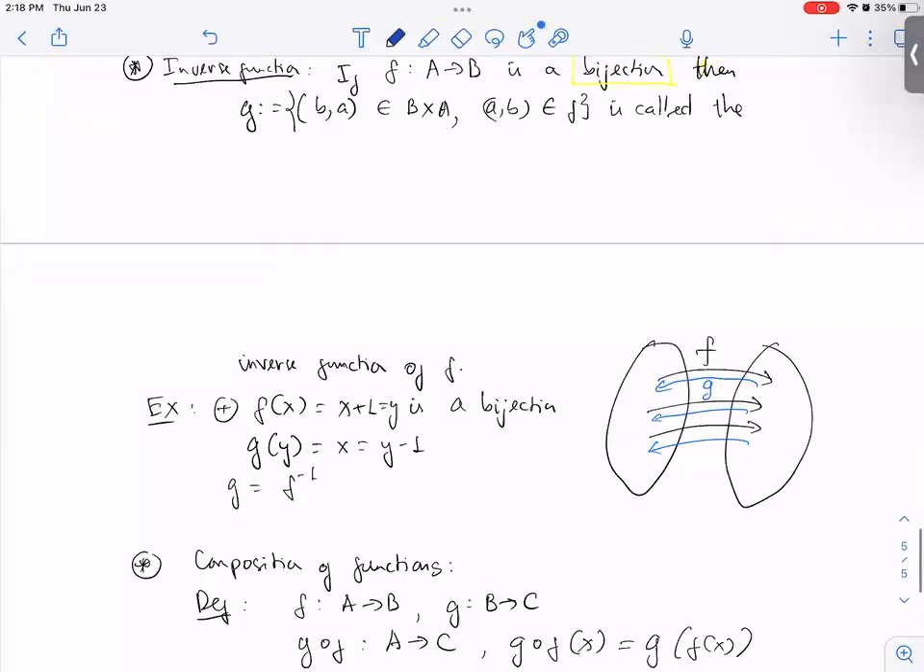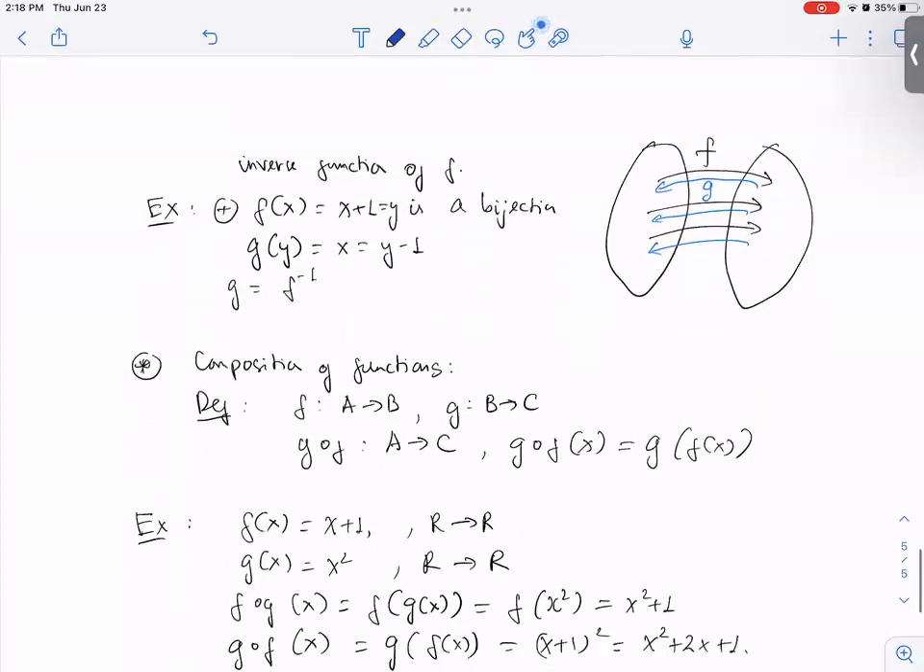Now, let me define an inverse function. If the function f from A to B is a bijection, then the function g, which is defined as the reverse order pairs (b, a) in the Cartesian product B times A for the pairs (a, b) in f, equals the inverse function of f. So basically, the inverse function is just the set of reverse order pairs of the original function.